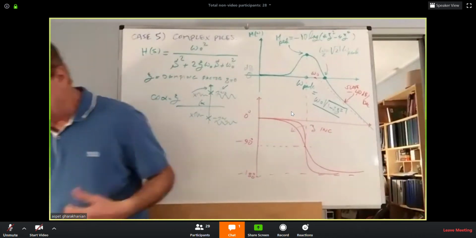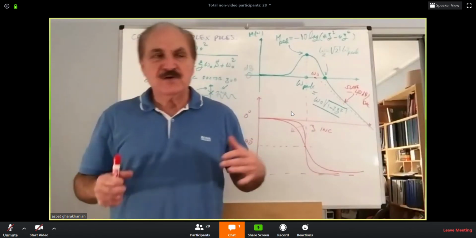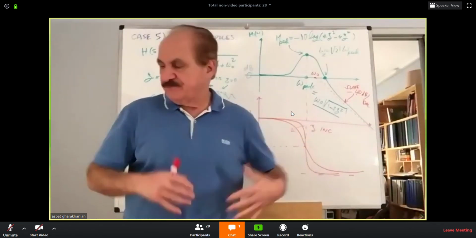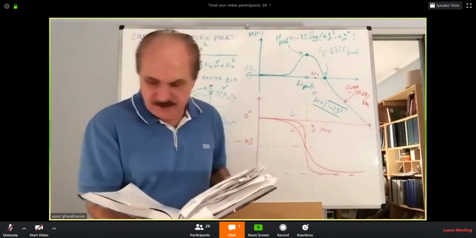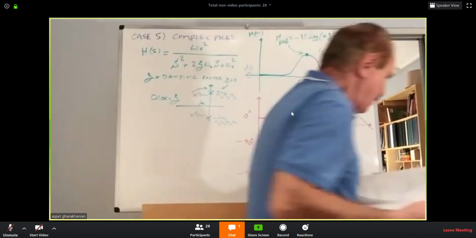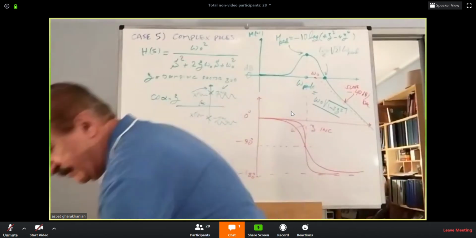Now, let us go over the example that I gave with very simple real poles. So let me just erase the board and put the focus on the example.